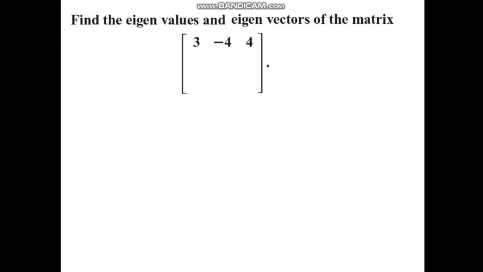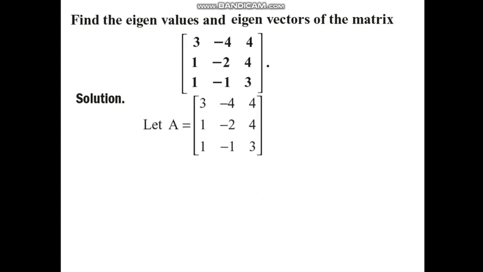The first row entries are 3, -4, 4. The second row entries are 1, -2, 4. The third row entries are 1, -1, 3. Solution to the problem: let A be the matrix of order 3 by 3.